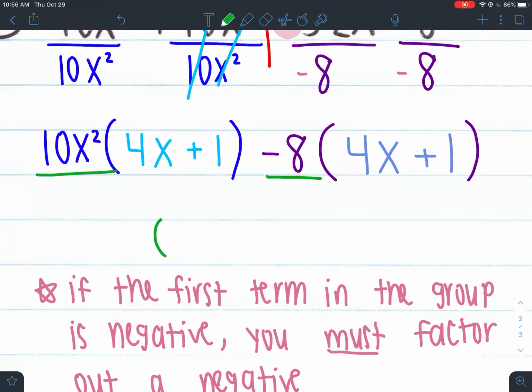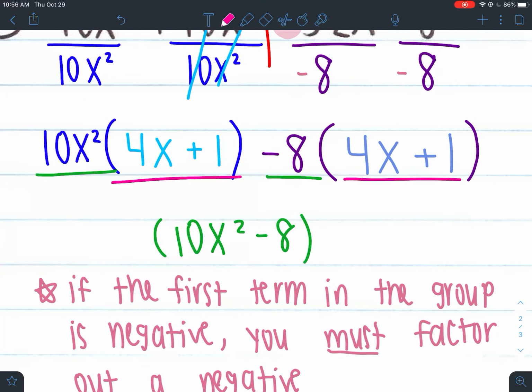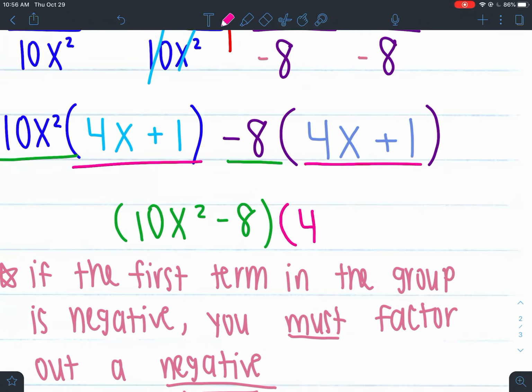You take your GCFs and you put them in one set of parentheses, so 10x squared minus 8. And then you take your matching set and make sure that they match, and they do. And we put one of them next to it, 4x plus 1.